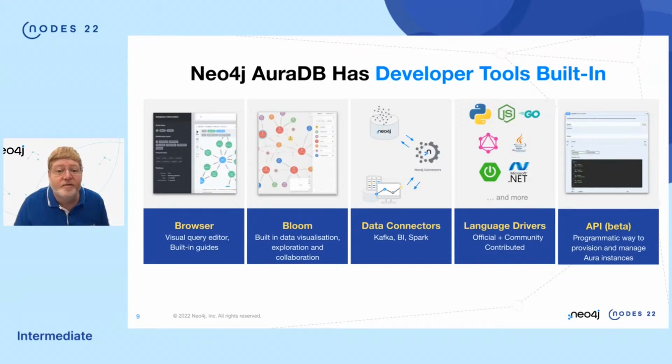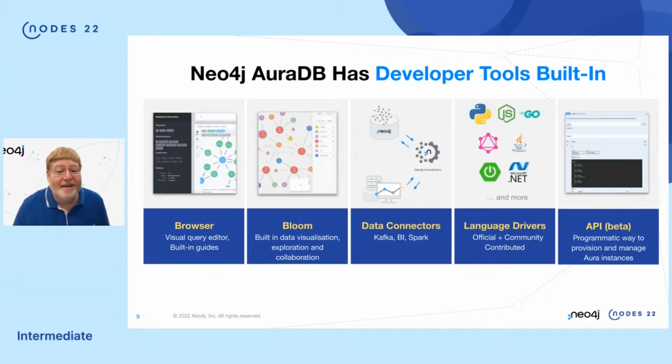These include Kafka and Spark. We have various language drivers, Python, JavaScript, Java, GraphQL, Spring Boot, .NET, Go, which make connecting to your database flexible. These are all official and also supported in the community. And we also have an API in beta right now, providing a programmatic way for customers to provision and manage their Aura estate. This will be something that we'll be looking to talk to our Azure early access customers about too, ahead of 2023.